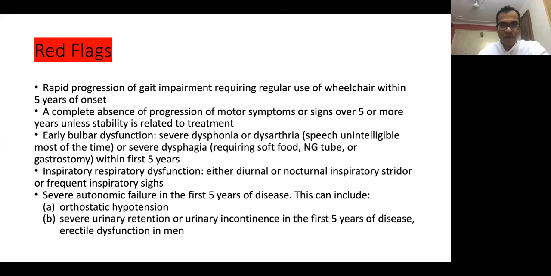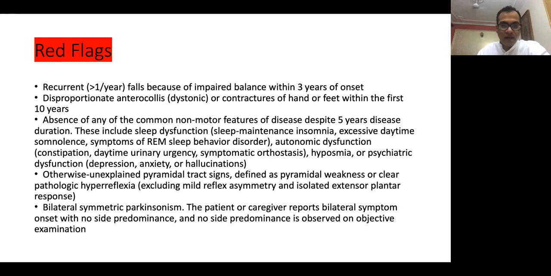Now, there are certain red flags. These don't necessarily rule out Parkinson's disease, but you may consider some other diagnosis. So rapid worsening gait, rapid bulbar and respiratory involvement, very severe autonomic failure, recurrent falls within 1 year, disproportionate dystonias, and when there are non-motor features which are completely absent up to 5 years.